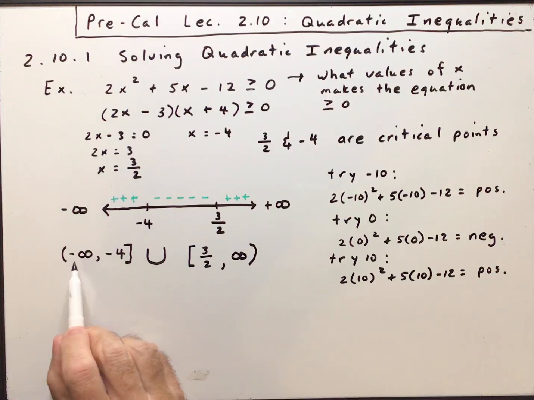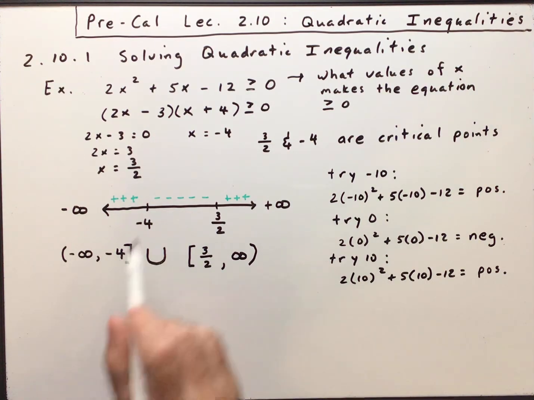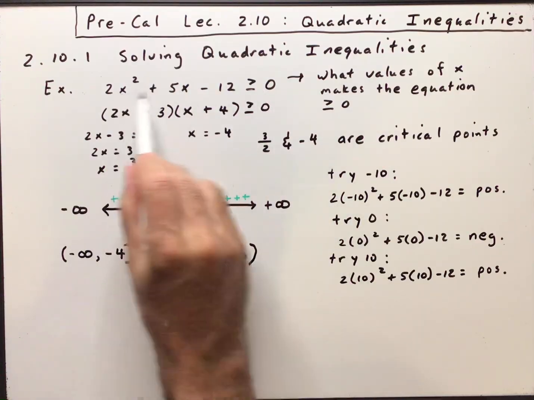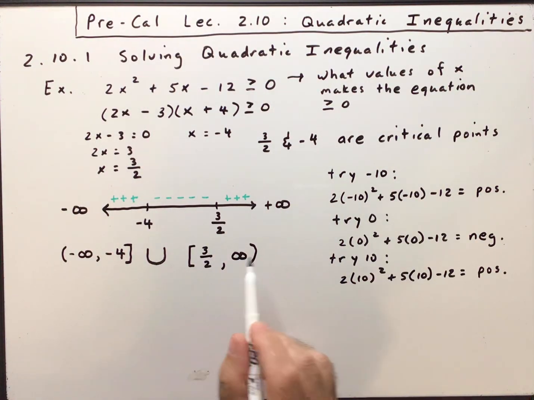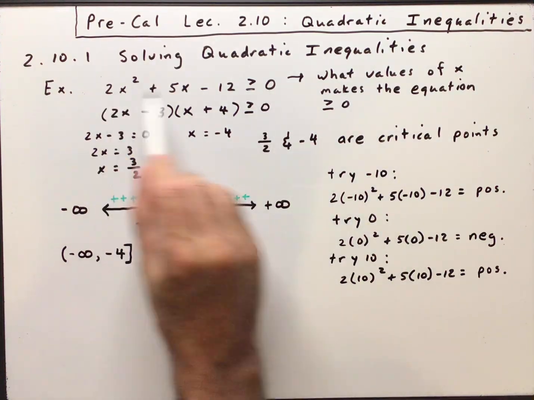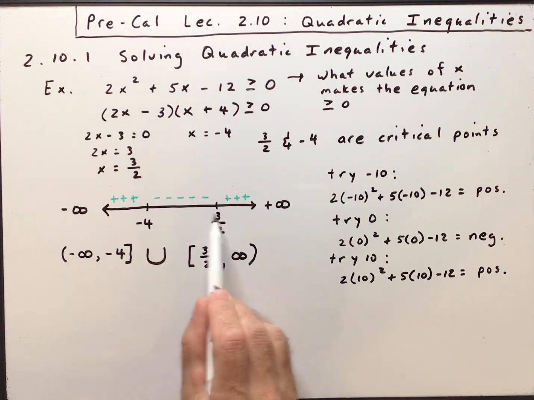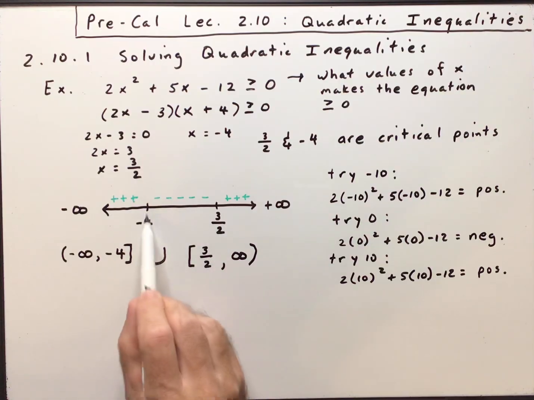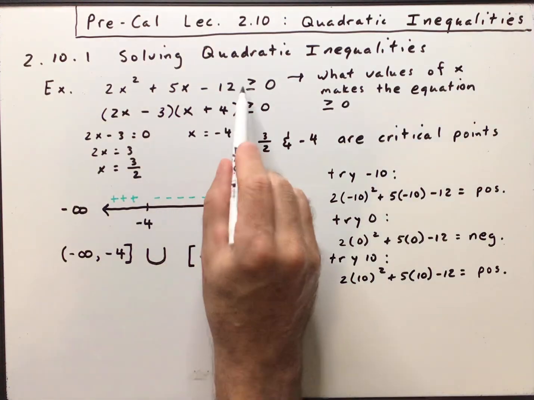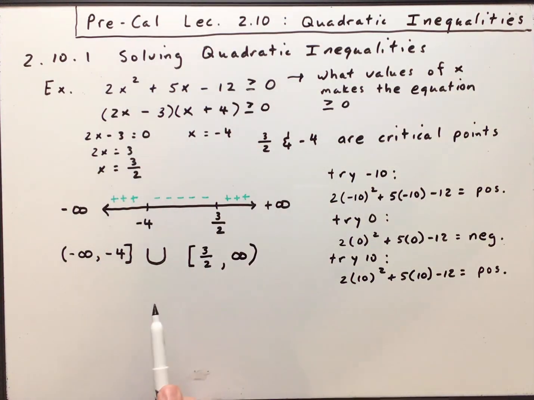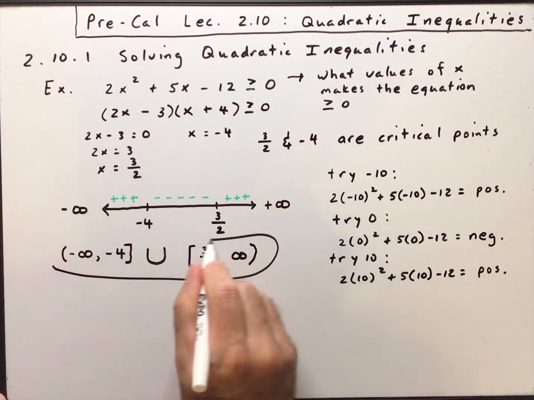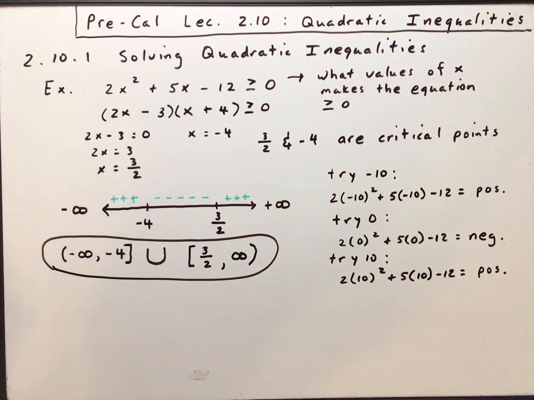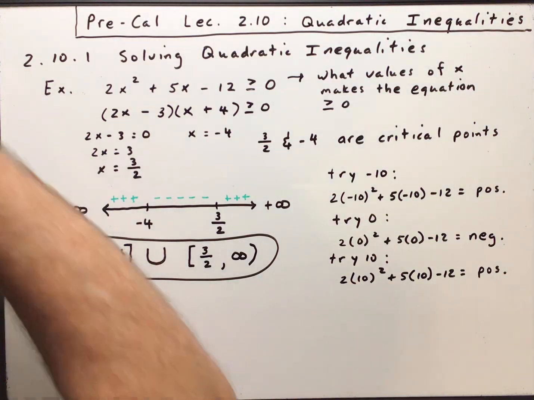What this is telling you is any number from -infinity to -4 satisfies this inequality. And then any number from 3/2 to infinity satisfies this inequality, okay? But these in between, -4 and 3/2, those do not satisfy the inequality. Okay, so this is the form that you need to present the solution in.